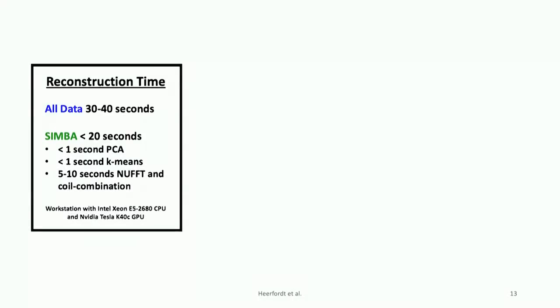So in terms of reconstruction time, just performing a non-uniform fast Fourier transform with all the data takes approximately 30 to 40 seconds on the workstation that we are using. With SIMBA, you can do this much faster. The PCA and the k-means are almost instantaneous, and you also have less data to process in the NUFFT and for the coil combination.